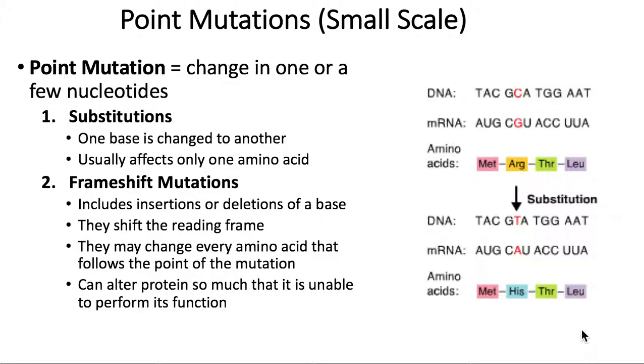The second type of point mutation refers to frameshift mutations, which include insertions or deletions. Basically, you're going to add in an extra nucleotide or you're going to take out a nucleotide. And the reason why this is problematic is because these mutations shift the reading frame. If you remember, the mRNA is read 3 letters at a time. So if you add in an extra letter or take one out, every single codon is going to be incorrect. This can alter the protein so much that it's unable to perform its function.